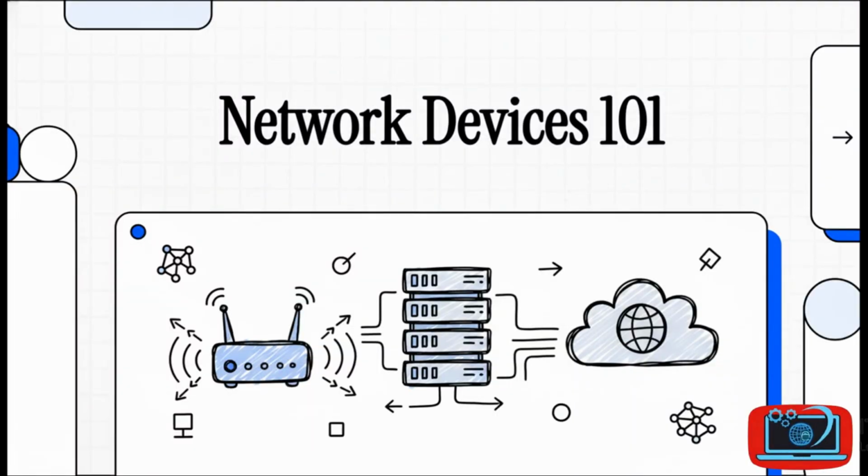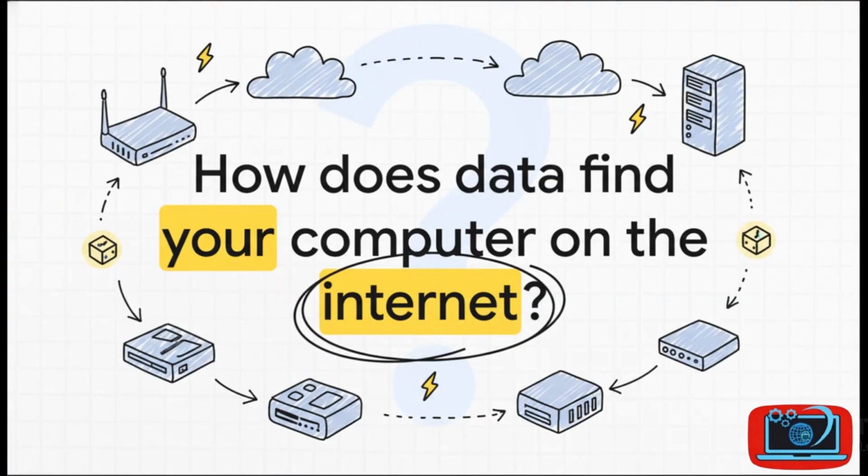Welcome to The Explainer. Today, we're going to pull back the curtain on the internet's invisible highways and look at the actual physical hardware that makes everything go. So how does that actually happen? Well, it's not magic, even though it feels like it. It's really a story about some seriously smart hardware. And today, we're going to break down the key players that make it all possible.